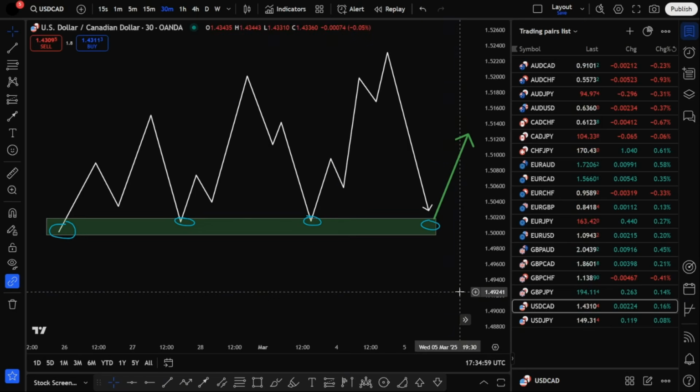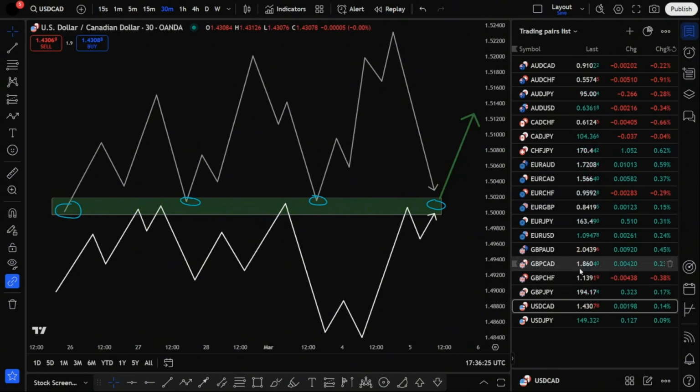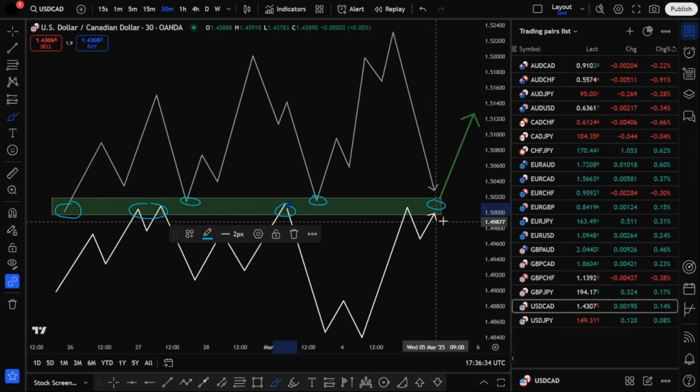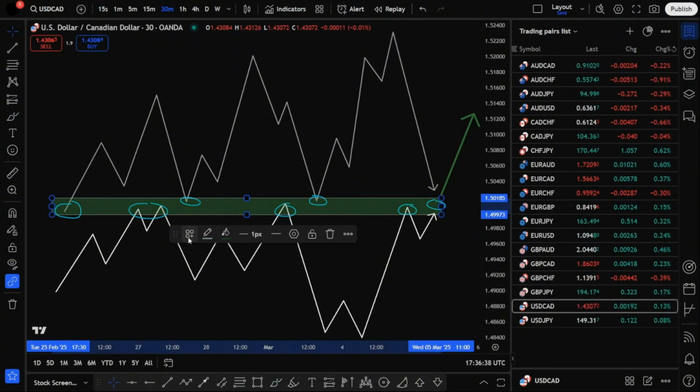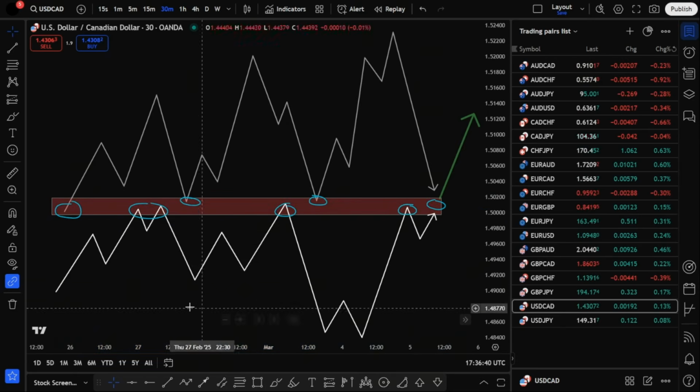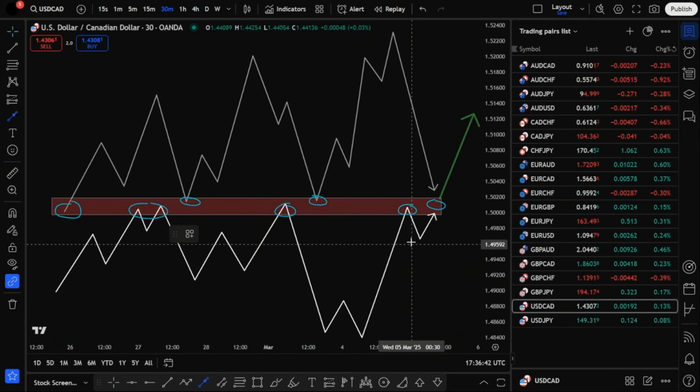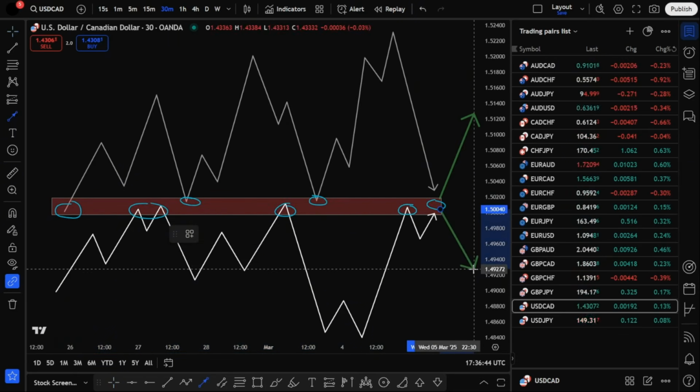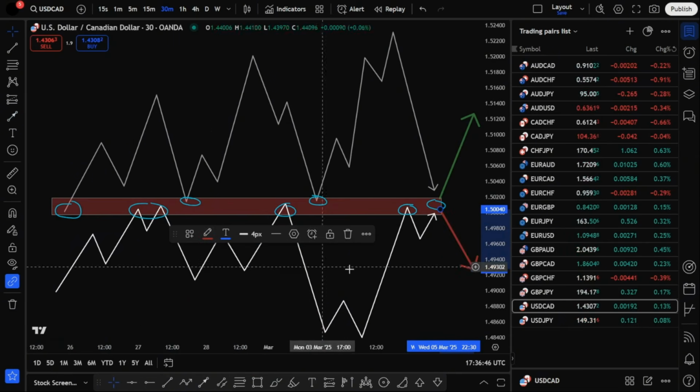Now, let's flip the script. Resistance. Think of it as a ceiling that the price struggles to break through. It tries to go higher but hits resistance every time. When it reaches this zone again, it makes sense to look for a down trade.